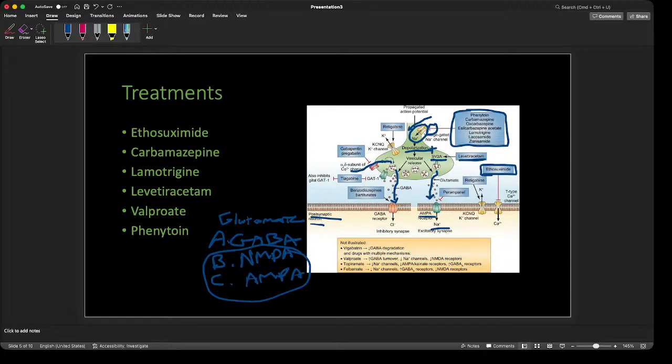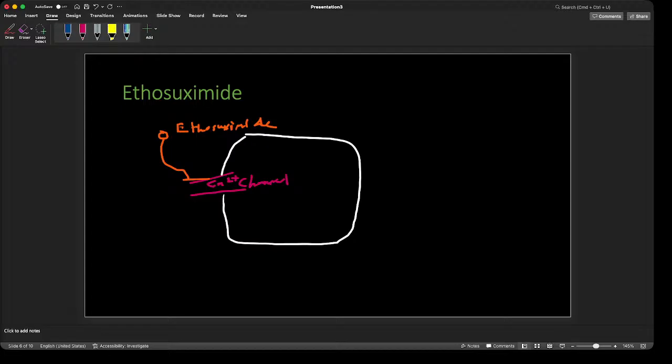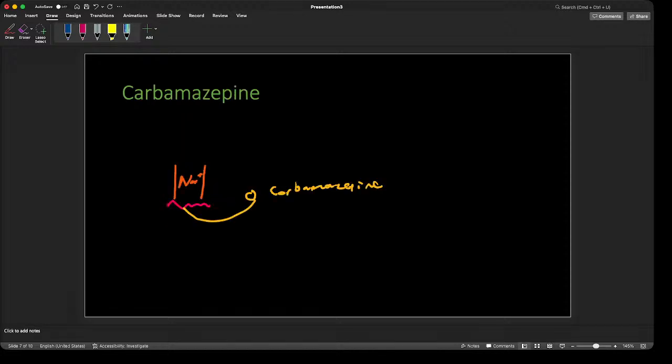syndrome, or someone having severe rashes and all. So it's important to have an understanding of some of the toxicities as well. And these are some other diagrams, like ethosuximide. I can label it like a calcium channel blocker here. Carbamazepine kind of blocks the sodium, as well as phenytoin kind of does as well.